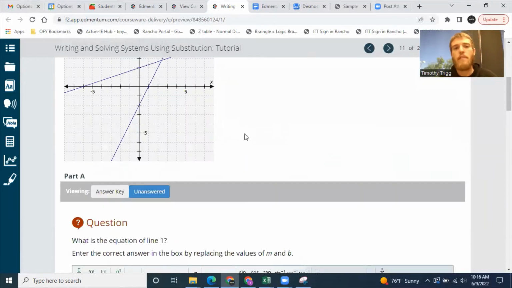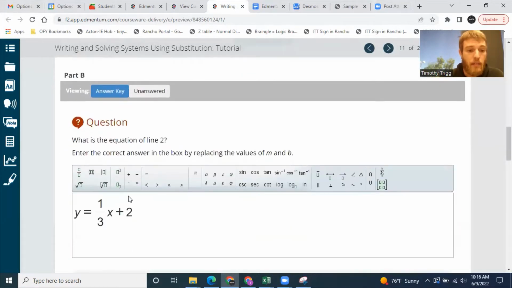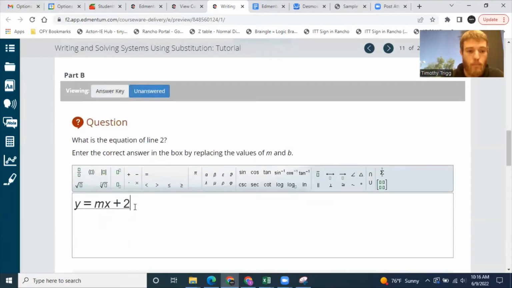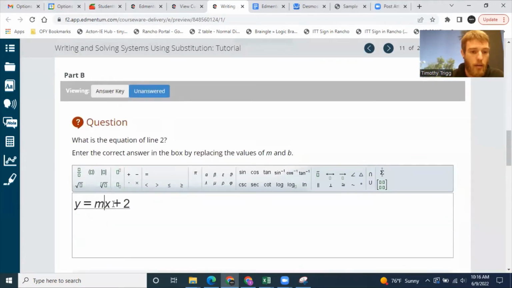Go ahead and pause the video and see if you can find the equation for line number 2. Notice for line 2, the y-intercept is positive 2. So that's our b. And the slope is the rise over run. I can look from this y-intercept and rise 1, run 3. So what would I put here? I would use this fraction bar: rise 1, run 3. So 1/3 is our slope for line 2, and a y-intercept of 2.